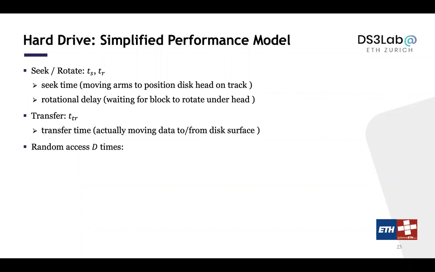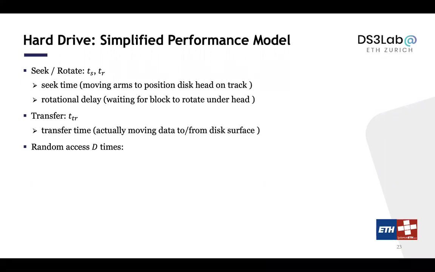So assuming I want to access, for example, B blocks of information, okay? And assuming all that information is just scattered on my hard drive, so their positions are actually random, right? We call this random access, right?